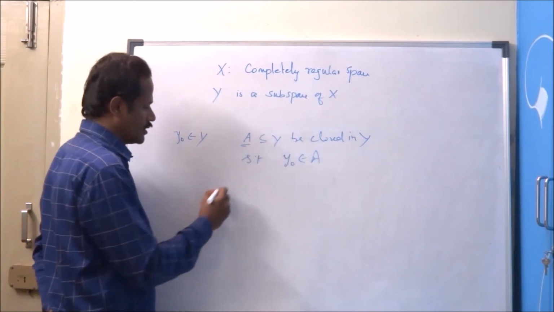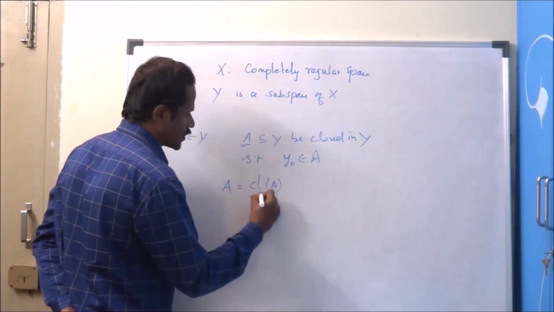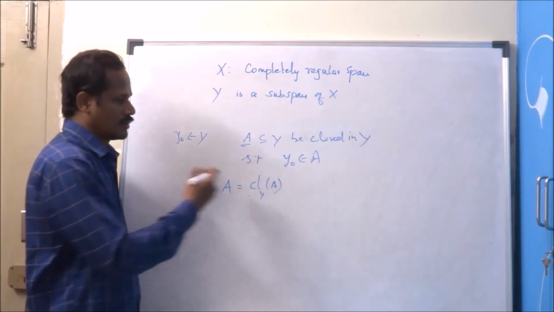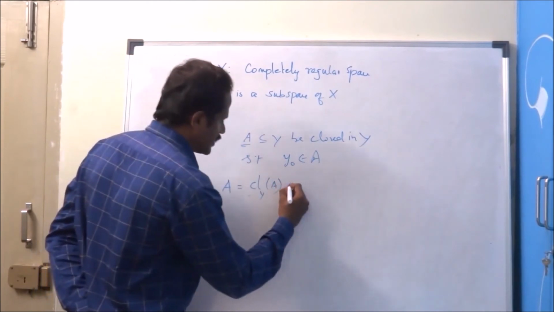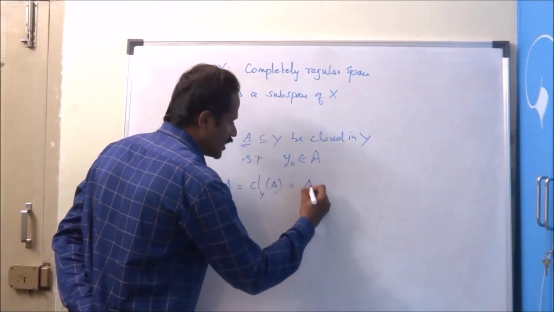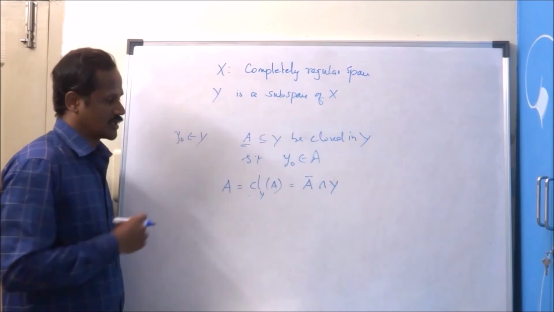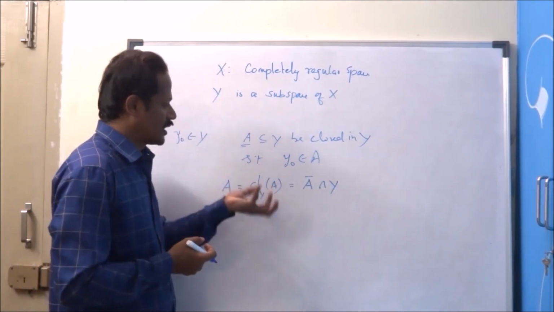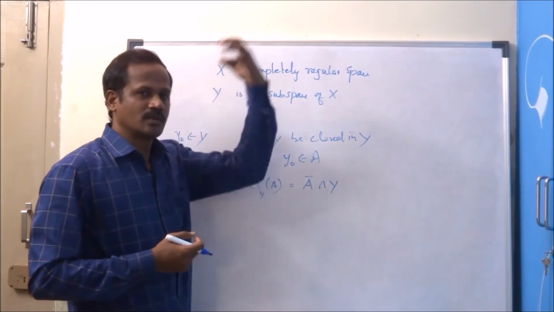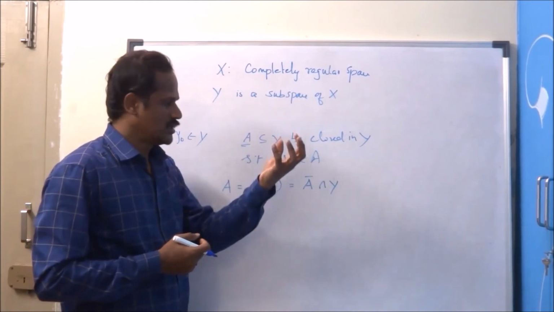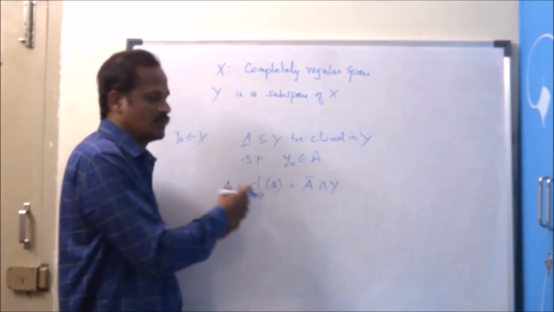Now the proof proceeds as follows. Because A is closed in Y, A equals the closure of the set A with respect to Y. But we know by a previous result that this closure is nothing but the closure of the set in relation to the whole set X, intersected with Y. We have already discussed this many times: the closure of the set in the subspace is obtained by finding the closure of the same set with respect to the whole space, that is the original topology, and taking that A closure intersect with Y, then you get the closure of the set with respect to the subspace.